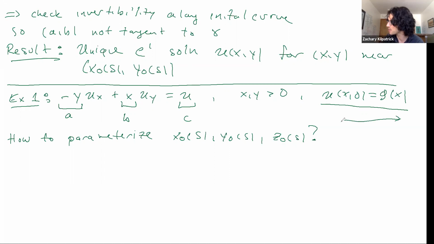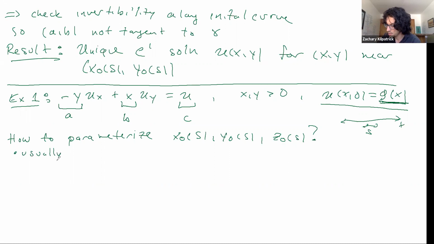So think of our line here, X. We want to say that, as I move along S, I'm changing the value of X. The simplest way of doing that is just to set x0 of S to S. And if that's the case, then the initial data itself will just be given by G of S, because X equals S. So we can just plug in X equals S and we get G of S. So now everything lives in this world parameterized by S, rather than defined by X and Y.